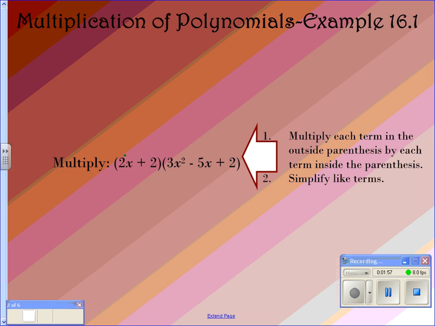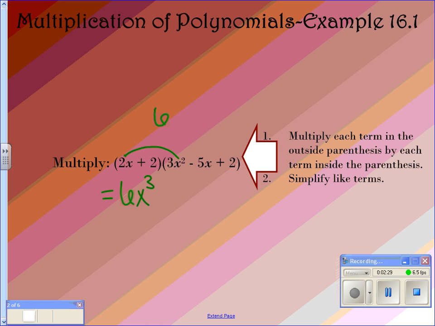All right. So for this one, the 2x, we're going to multiply it by how many terms? These three, right? And then we're going to multiply the 2 by how many terms? The same three. How many terms are here? And then how many terms are here? What is 2 times 3? We should end up getting 6 terms whenever we multiply everything out. Does that make sense? Okay, so 2x times 3x squared.